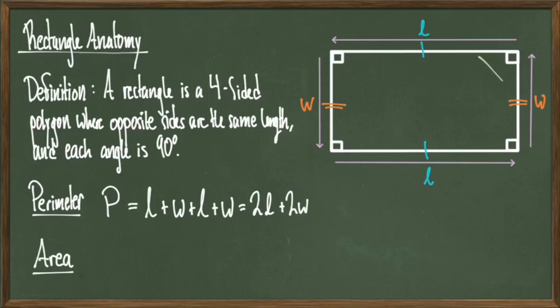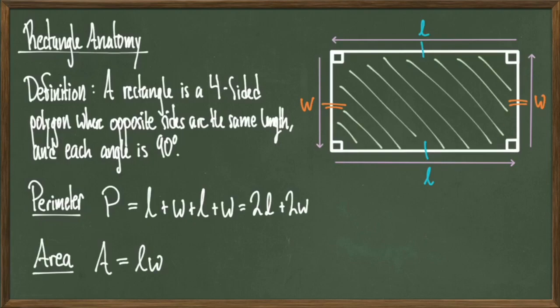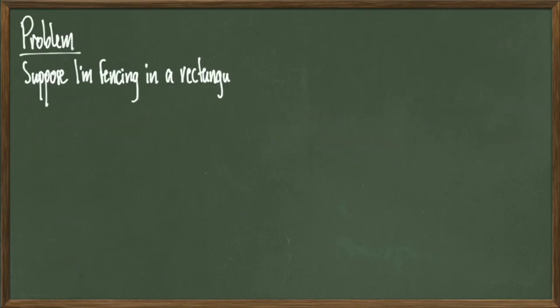Next, we can define the area. The area is going to be the space that is inside the rectangle, and it's just L times W. So these formulas hold true for any rectangle that you're looking at. Let's go ahead and start looking at some problems.